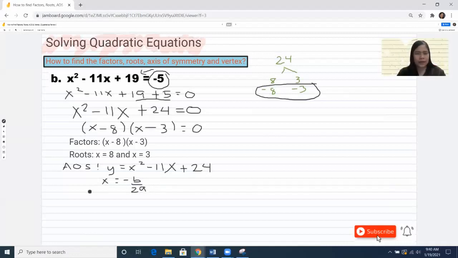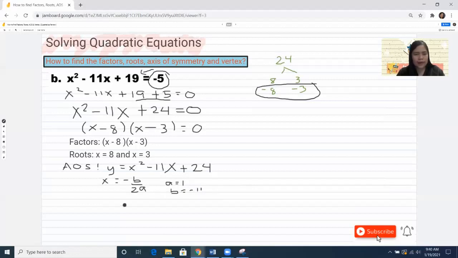We're going to find the a and b. The a is 1 and the b is negative 11. So let us write this one in here. a is equal to 1, since we do not have a numerical coefficient on your quadratic term, therefore the invisible coefficient is 1. And then b is negative 11.